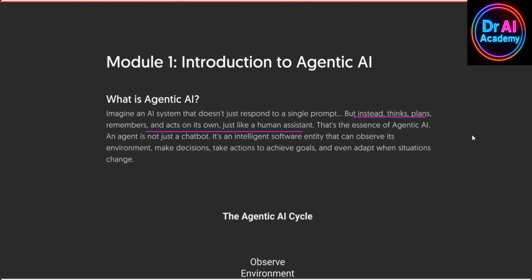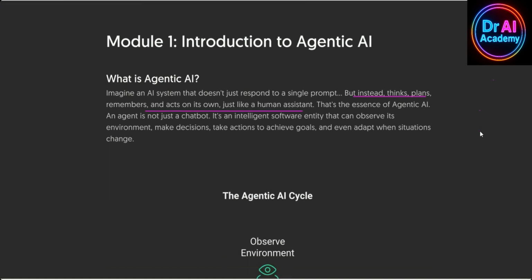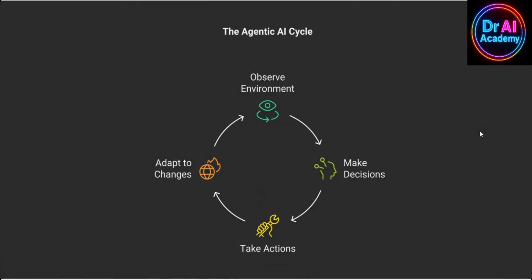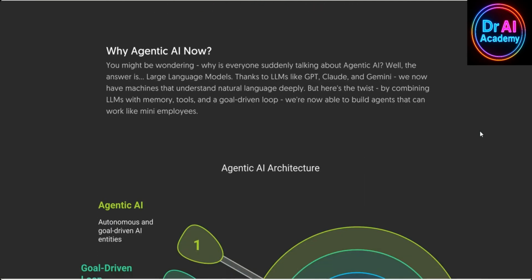What is agentic AI? Imagine an AI system that doesn't just respond to a single prompt, but instead thinks, plans, remembers, and acts on its own, just like a human assistant. That's the essence of agentic AI. An agent is not just a chatbot. It's an intelligent software entity that can observe its environment, make decisions, take actions to achieve goals, and even adapt when situations change. Agentic AI brings together the power of decision-making, memory, planning, and action all in one loop.